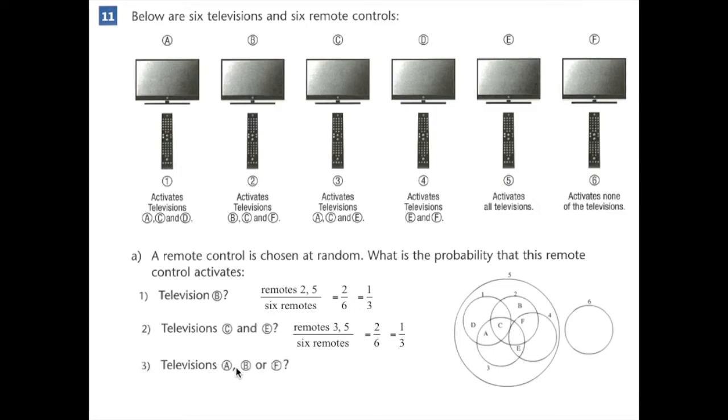3. Television A, B, or F. Remote 1 gets A. Remote 2 gets B. Remote 3 gets an A. So we're looking for A, B, or F. Remote 4 gets F. Remote 5 gets all of them. Except for 6, every remote will turn on A, B, or F. Remotes 1, 2, 3, 4, 5 out of the 6. So that's 5 out of 6.